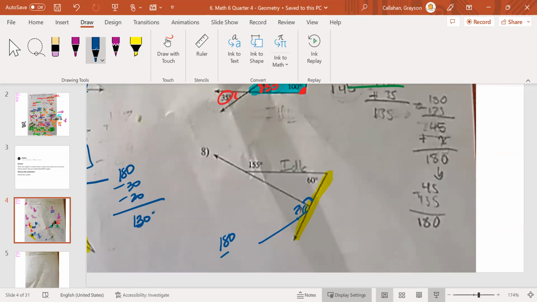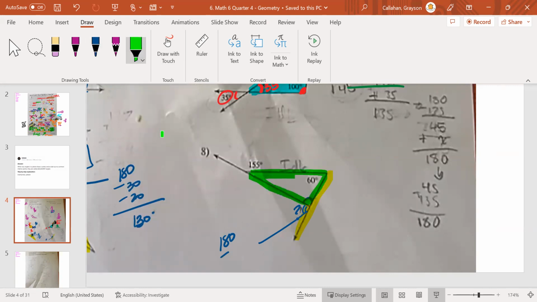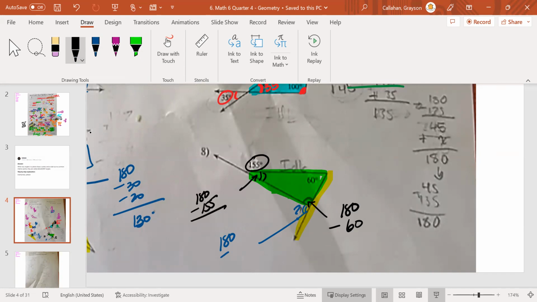Okay, so next, I need to figure out, here's my triangle. You see the green triangle? Do I have two of the angles in the green triangle to get this angle right there? I have one. What's the one? Do I have this angle right here? No, but it gives me 155. So for me to find this angle, couldn't I just do 180 minus 155? Okay, which is going to give me what?